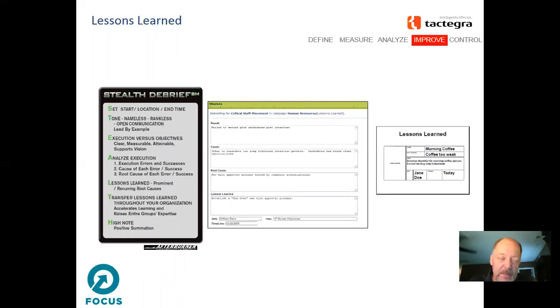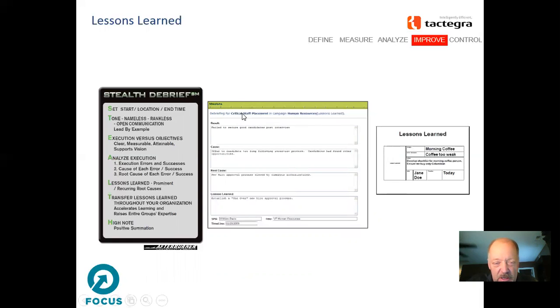If you're going to do it, regardless of what technique you use, what you'll see here is they have stealth, which is, of course, an acronym. Set the start time and location. The tone is nameless, rankless. Execution versus objectives: this is what was supposed to happen, what actually happened. Analyze the execution errors, the cause of each error and the success and the root cause. Document the lessons learned, transfer those lessons learned through the organization, and end on a high note. And if you're going to do lessons learned, the most important thing is record them, but also change something as a result of the lessons learned.